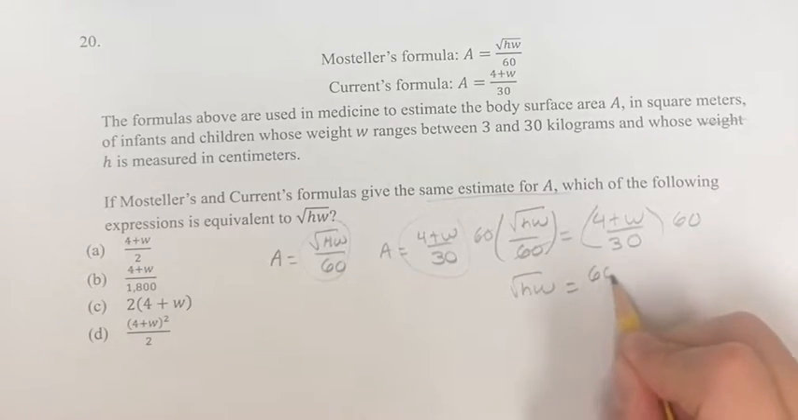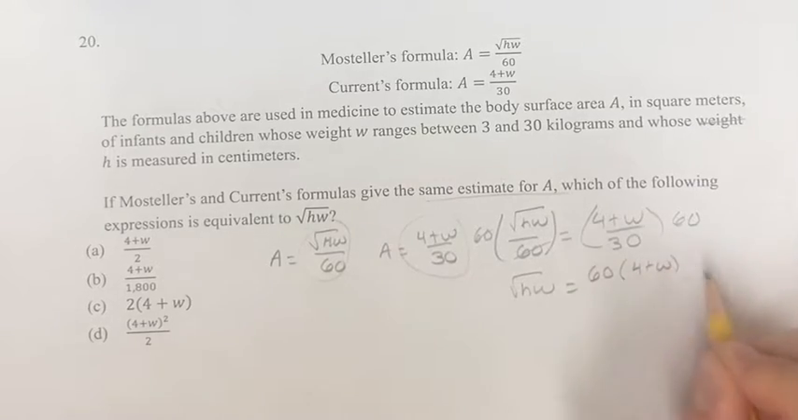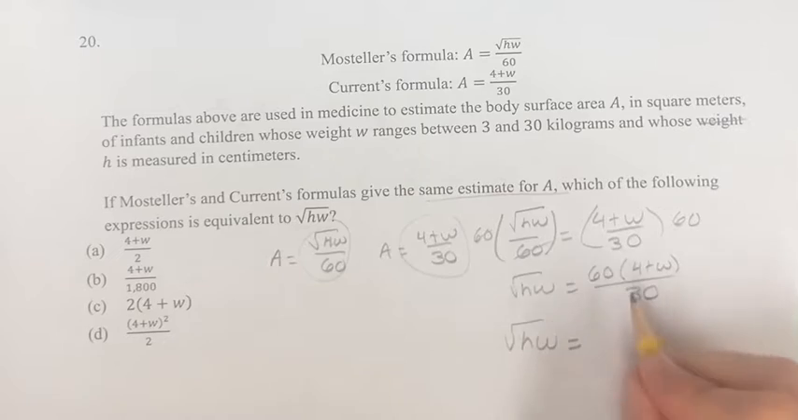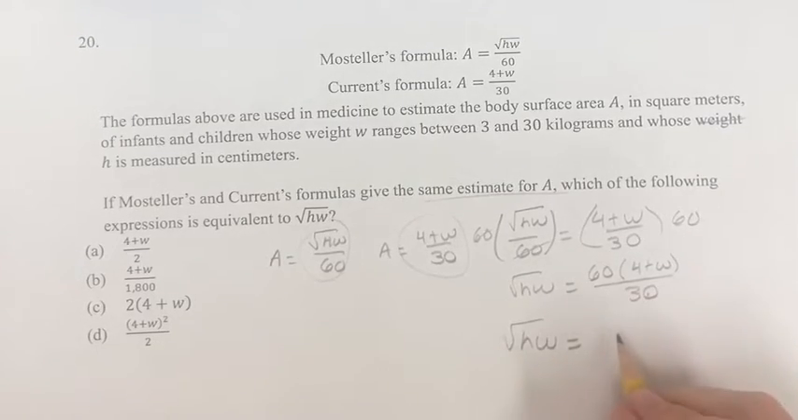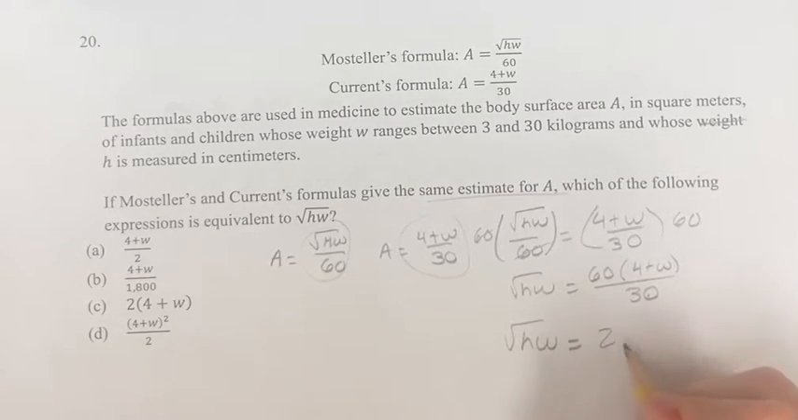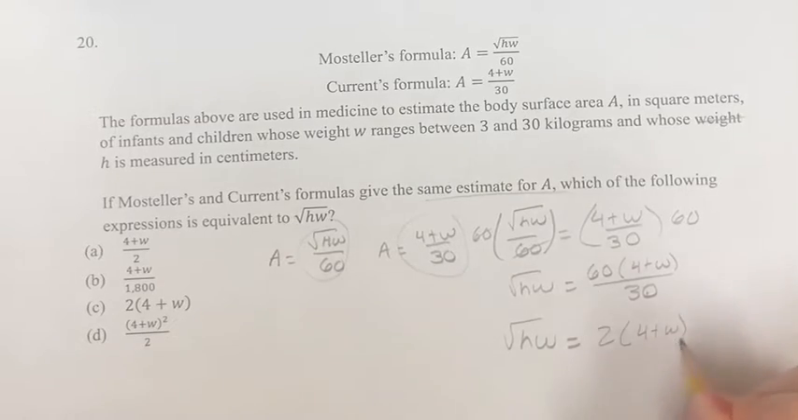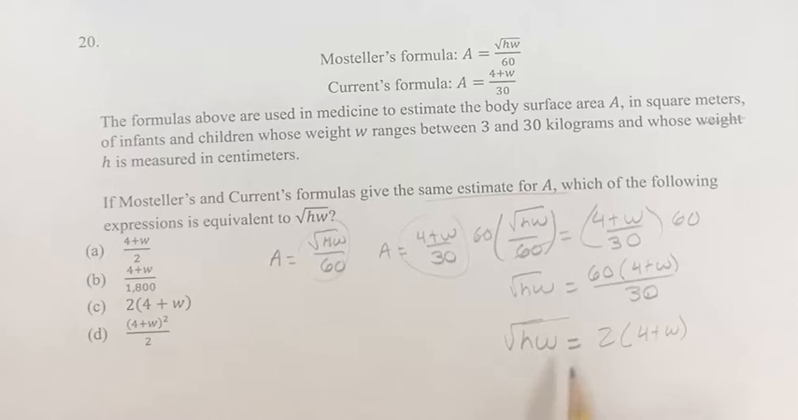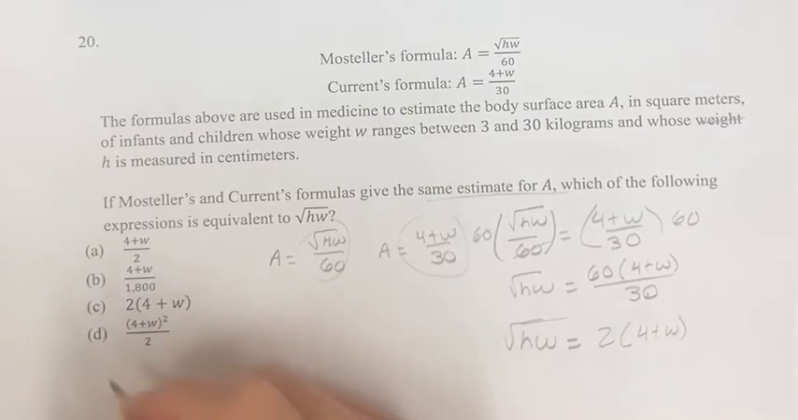So we have 60 times 4 plus W over 30. So the square root of HW is equal to 60 divided by 30 is 6 divided by 3, which is 2 times 4 plus W. So which of the following expressions is equal to the square root of HW? Well, it's 2 times 4 plus W, which is C.